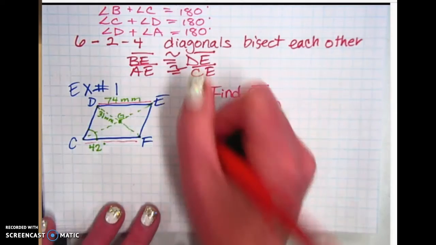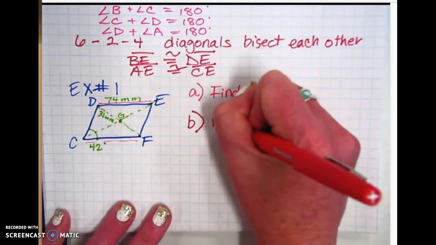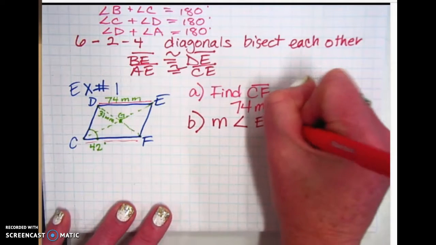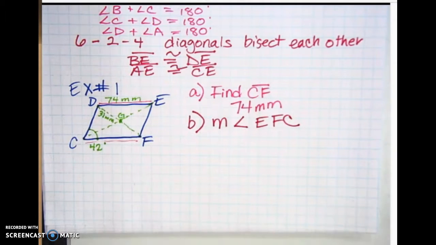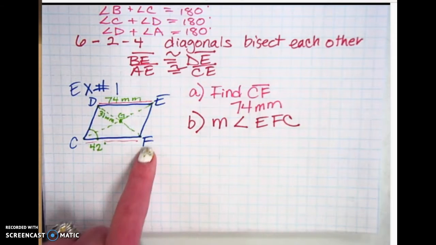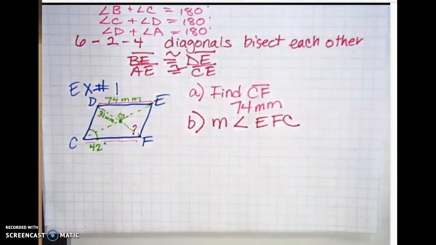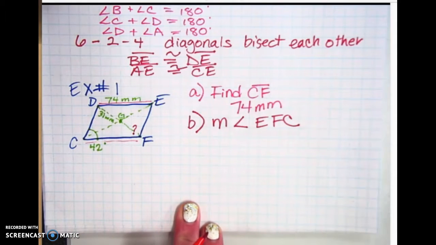Part B, we want to find the measure of angle EFC. So you come over to your parallelogram and you find your E, you find your F, you find your C. So it's talking about this angle right in here. I'm going to squeeze a little question mark there, but you can put an X or you could put a little arc, something to help you see which one we're talking about. Okay? So if it's an angle, it's either going to be theorem 2 or theorem 3.